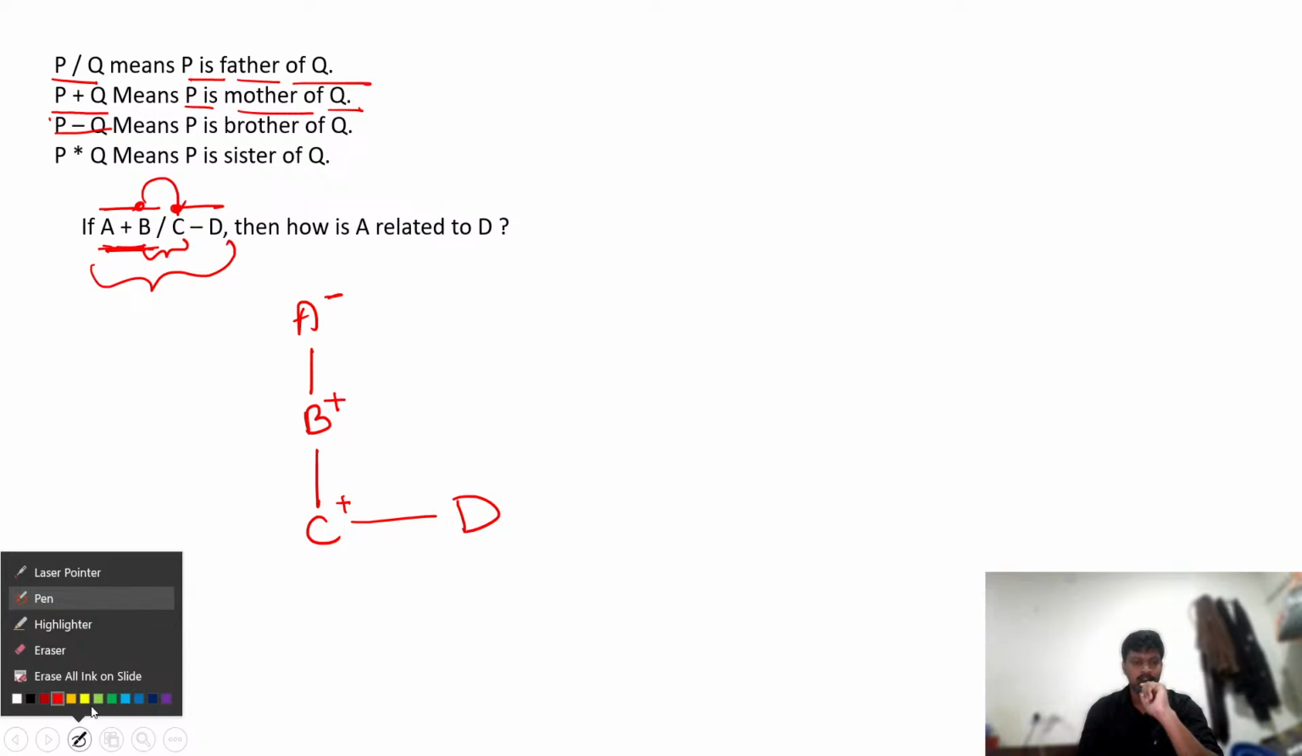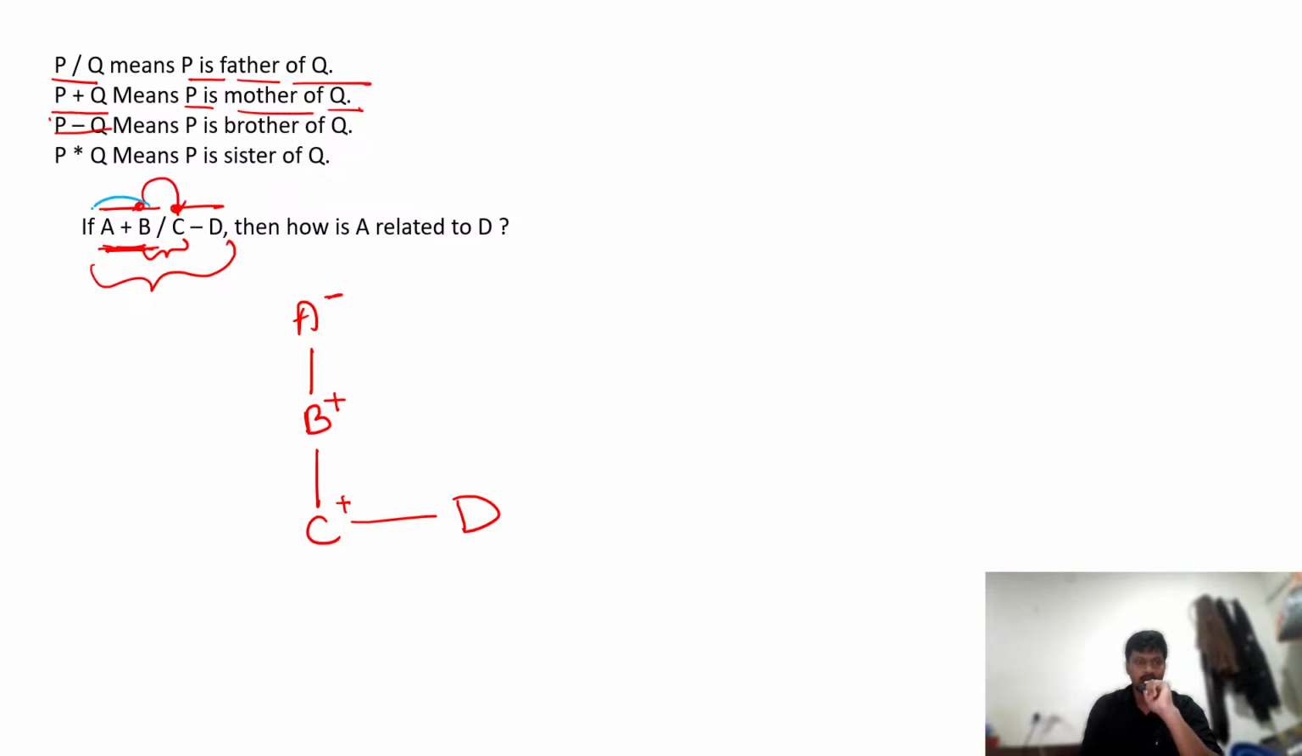I am going to repeat once again what I did here. First I took A plus B, that is A is mother of B. Then I took B by C, which is B is father of C. Then I took C minus D, which is C is brother of D. So you are going to get the diagram like this. Now what you need to do here is, after drawing the diagram, just read the question. How is A related to D?